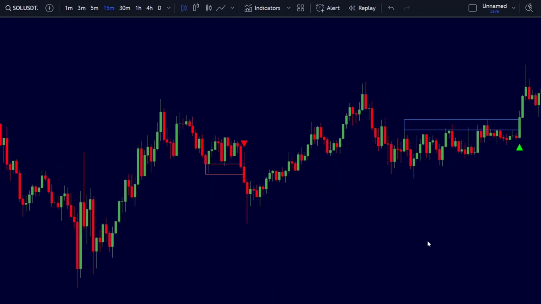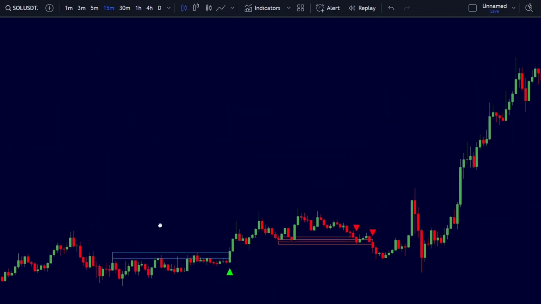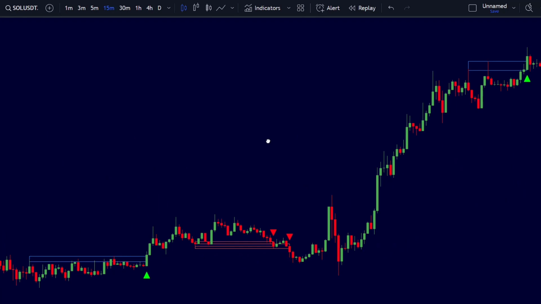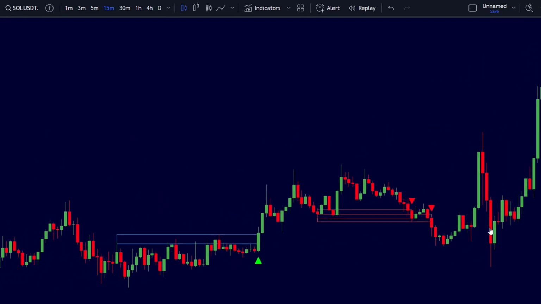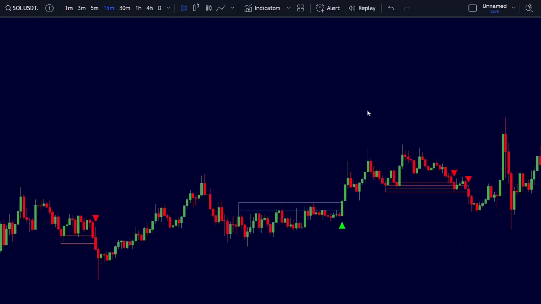While the Breakout Finder is fantastic, let's be real, no indicator is perfect. You might get a few false signals here and there, but don't worry. I've got your back with another tool that'll help confirm those signals and keep your trades on point.